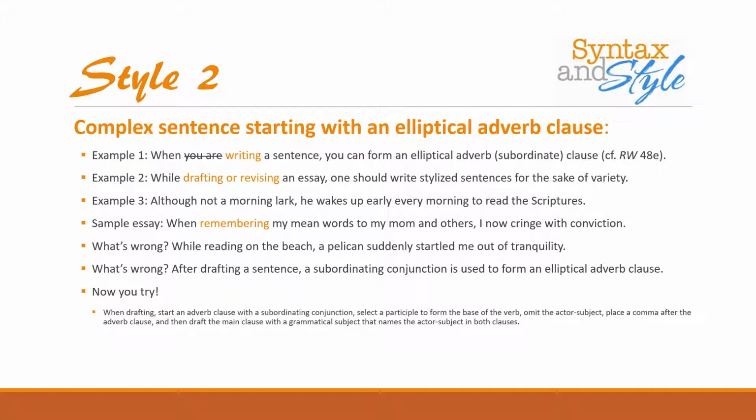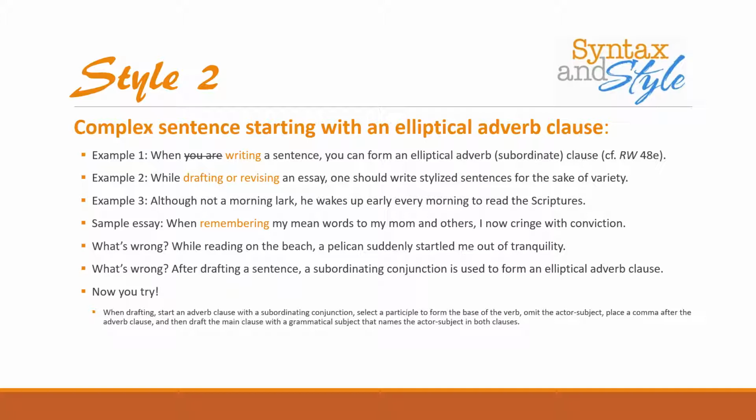After drawing or after drafting a sentence, a subordinating conjunction is used to form an elliptical adverb clause. Well, in the second bad example, who or what is drafting the sentence? Well, the phrase subordinating conjunction is drafting according to the grammar, which is a logical and narrative problem, partly caused by the passive voice being used, and partly by the dangling participle, drafting.